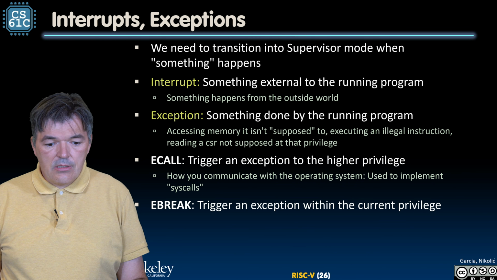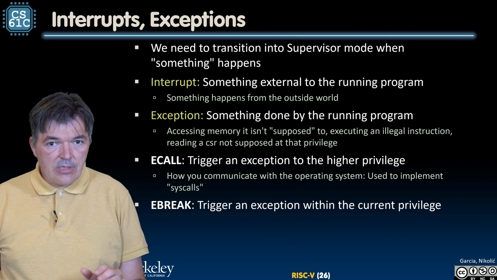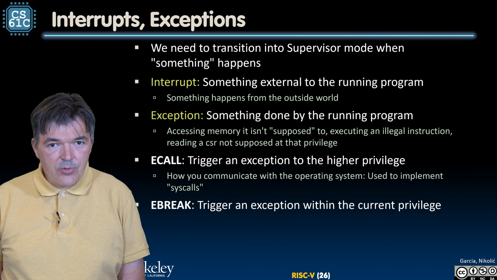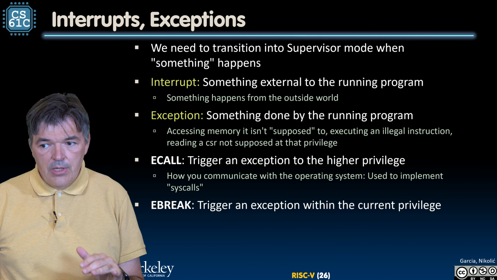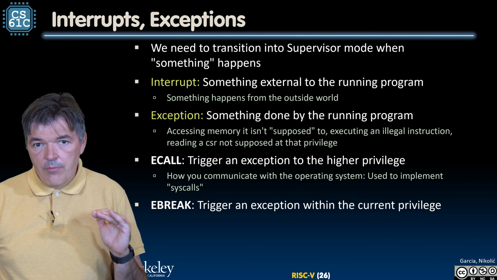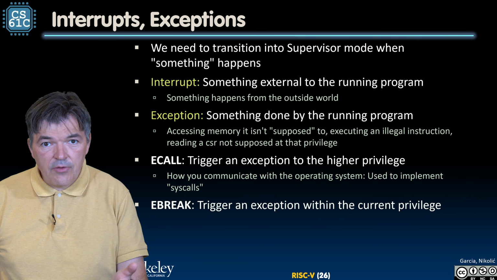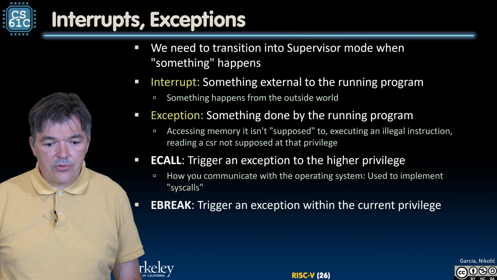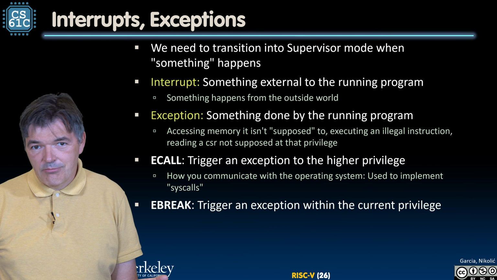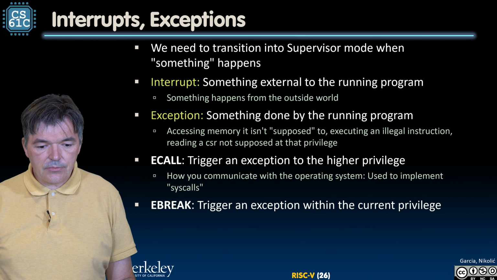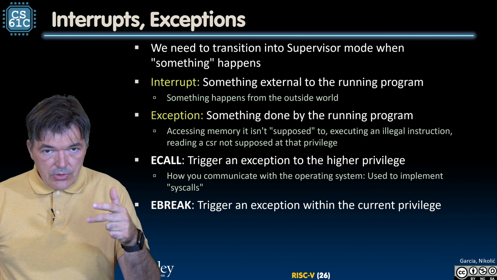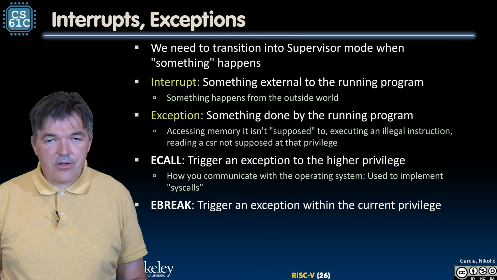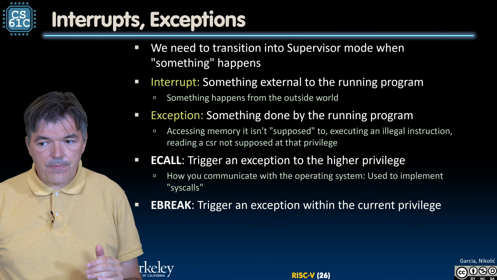The other class of events that we should care about are exceptions. Exceptions are something internal, something caused by the running program, by executing a wrong instruction, trying to divide by 0, for example, or reading from a memory location that should not exist. So those are the two differences between interrupts and exceptions.